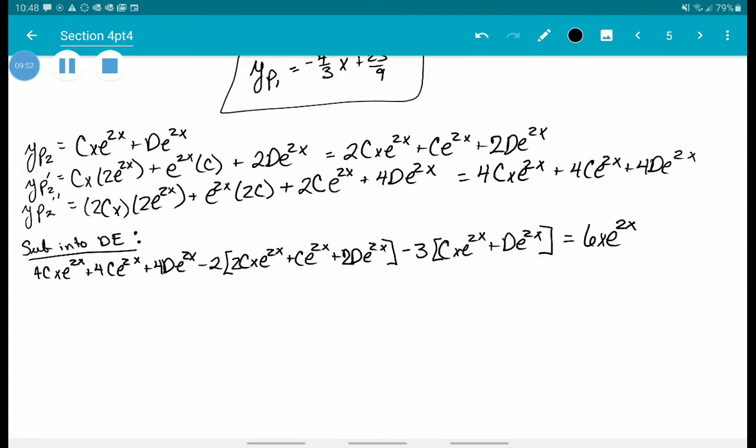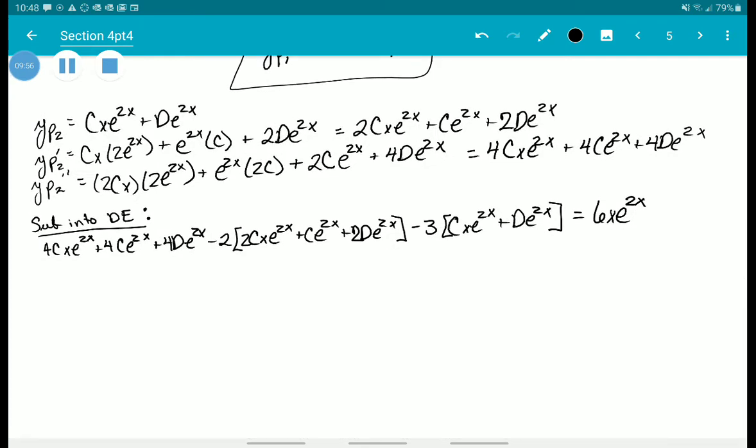So let's start comparing coefficients on the left and on the right. And I'm going to be careful when I do this. I'm going to go ahead and distribute before I start doing that.